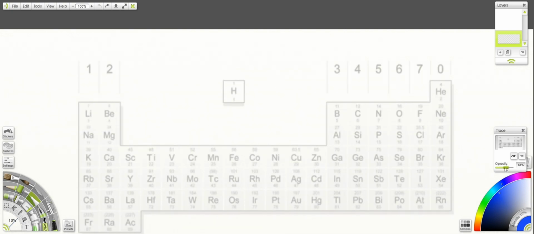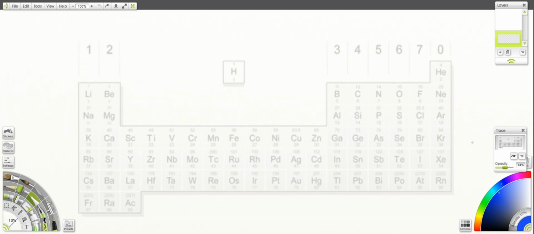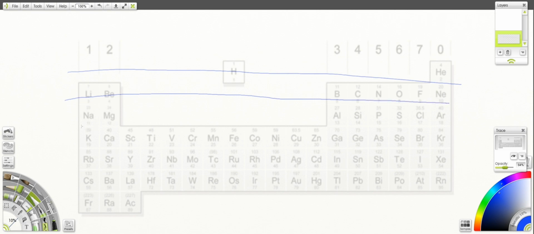So now let's look at the relationship between the periods. This is period 1, helium and hydrogen. This is period 2. Remember, periods go across. Now if we take hydrogen, we're going to draw its electron structure. Hydrogen is in period 1, and it's got 1 electron inside the shell.